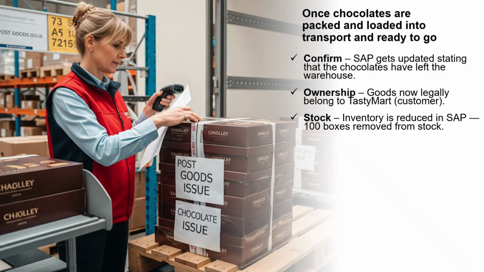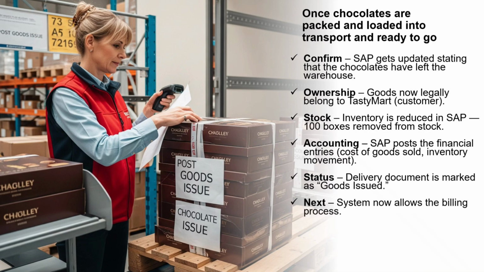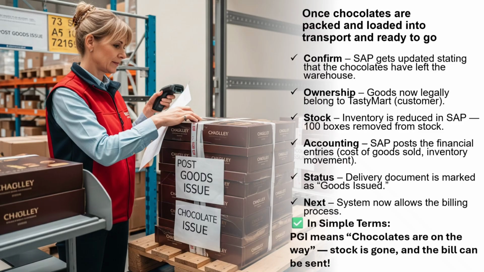Now the inventory is reduced in SAP. 100 boxes are removed from the stock of Sweet Treats Limited. SAP posts the financial entries and the delivery document is marked as goods issued. And the system now allows the billing process for the delivery document. In simple terms, PGI means the chocolates are on the way, the stock is gone, and the billing can be sent to the customer.